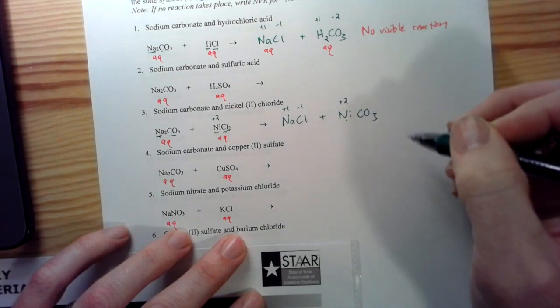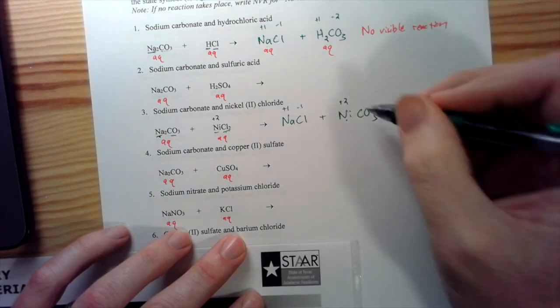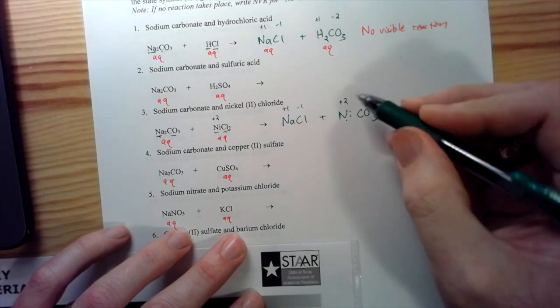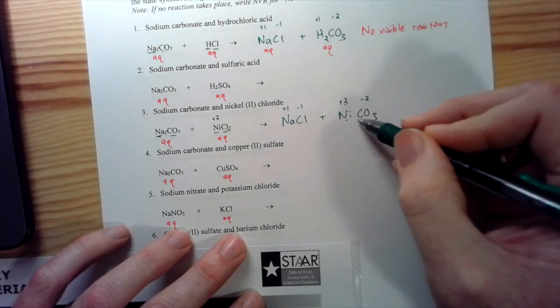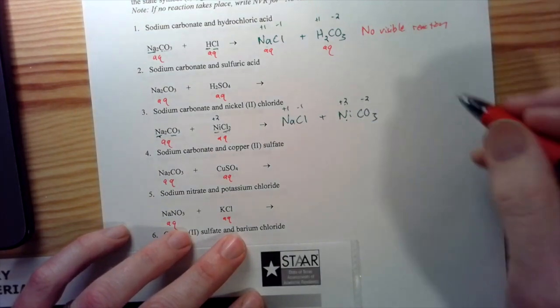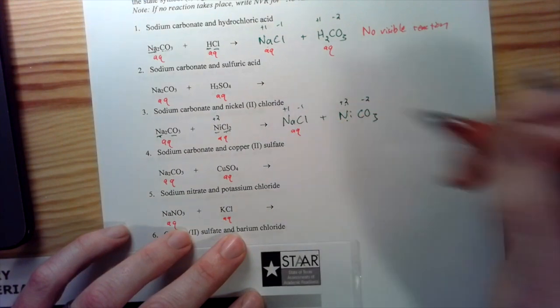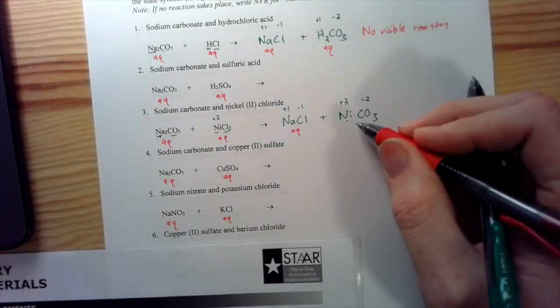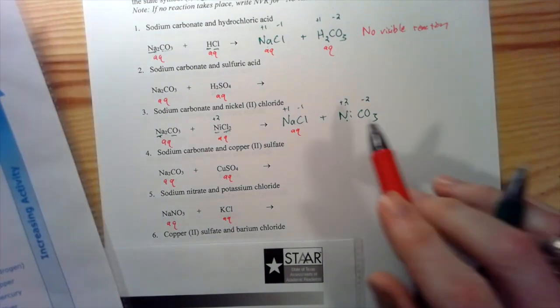So nickel is a +2 charge over here. The rule says that it has to be the same charge on either way. The charges don't change. And then carbonate is a -2 charge. +2 and -2 cancel out, so I don't need any subscripts. So this one is aqueous here.